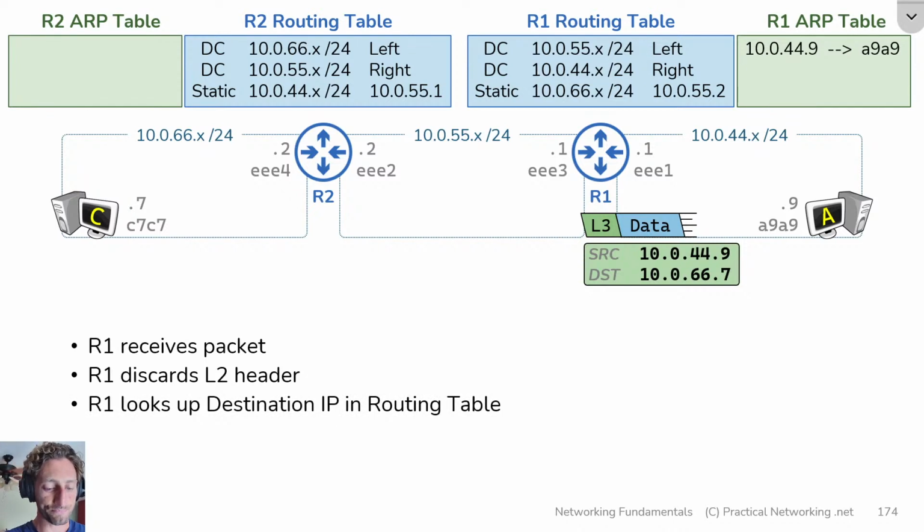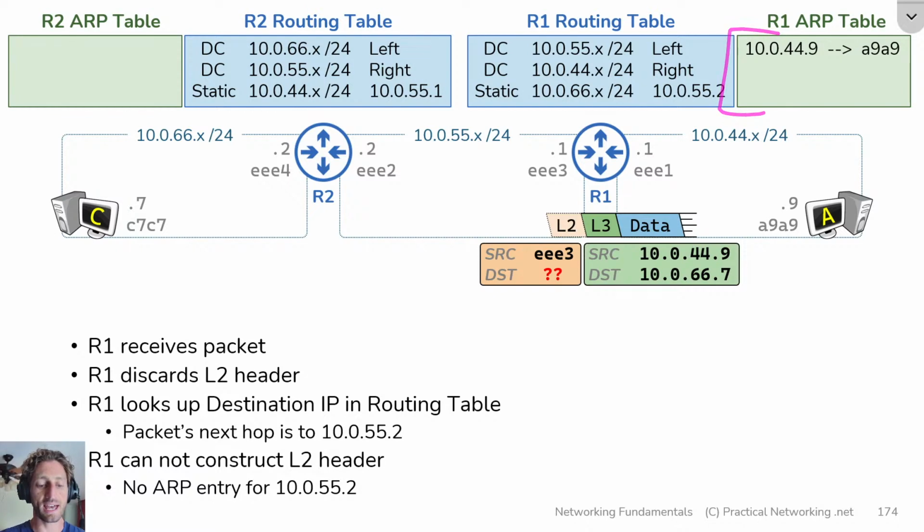Now, R1 is going to look up this destination IP address in its routing table. So 10.0.66.7, it's going to take a look, and it's going to see that for anything destined to 10.0.66.7, it should send the packet to 10.0.55.2. That's this guy right here. That's router 2's IP address. But the problem is at the moment, router 1 doesn't have the MAC address for router 2. So router 1 can't put together the layer 2 header it needs to get the packet across to this hop.